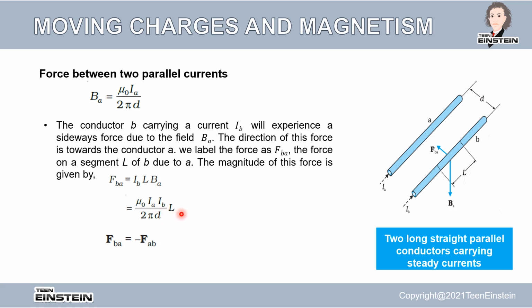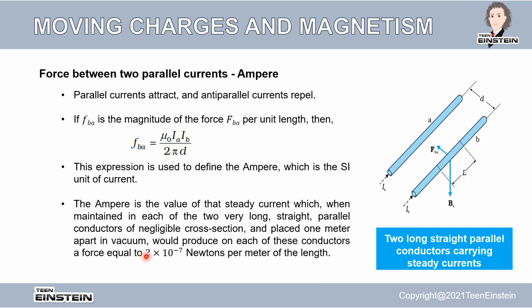Now, if you reverse this calculation and do the same thing for the force on A because of the current flowing in B at a distance d, that will be just the negative of this value. So it obeys Newton's third law, where the forces are equal and opposite. So FBA is equal to minus FAB. This tells us that parallel currents attract and anti-parallel currents repel, because FBA is this way and FAB will be this way. So both the conductors move towards each other.